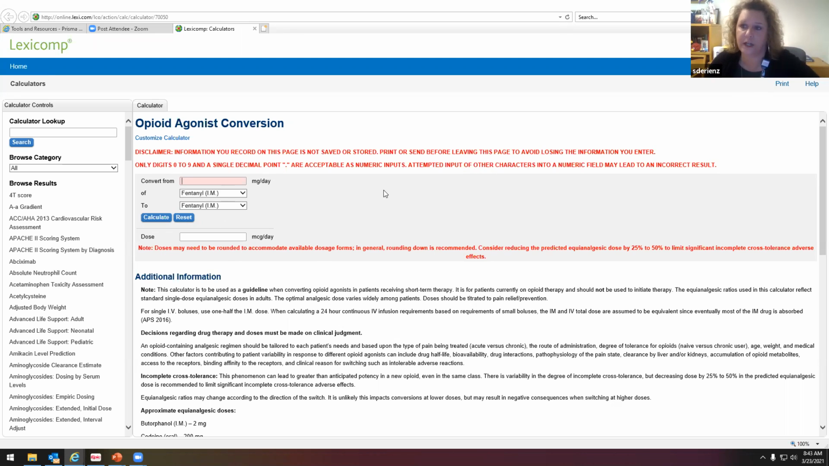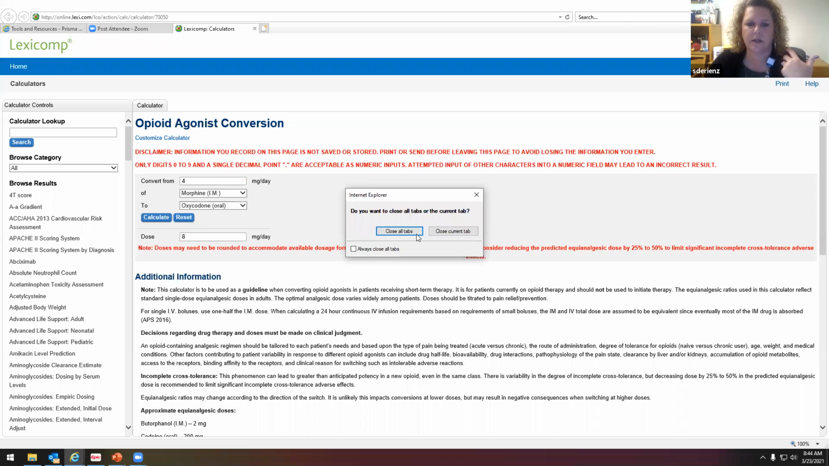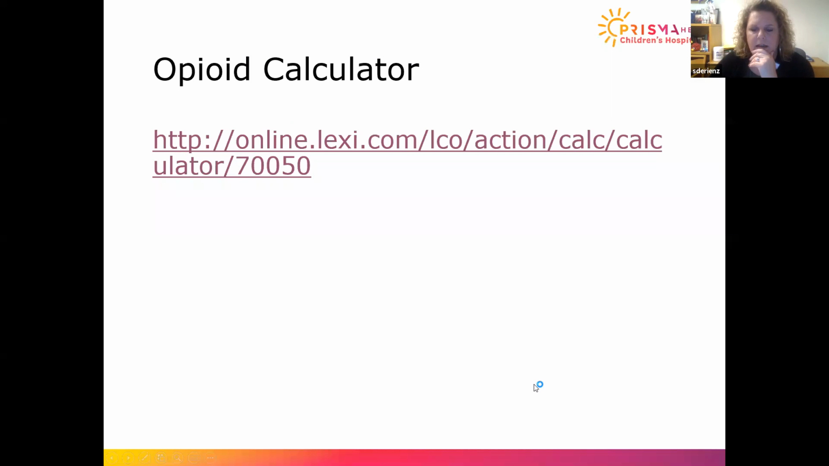Like if you're just trying to convert a dose, not necessarily a whole day's worth of doses, say if you wanted to convert a 4 milligram dose of morphine IV to oxycodone PO, you do that and it gives you the calculation. So you can either do it if you wanted a quick check for a dose to dose calculation, or if you want to do a cumulative dose over 24 hours, it's a great tool to use. So we'll get back to our slides.